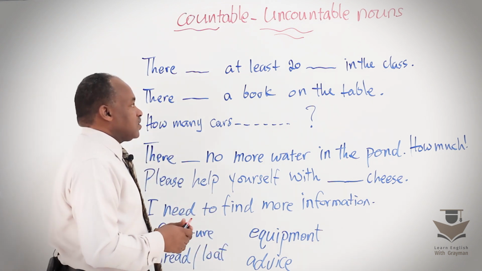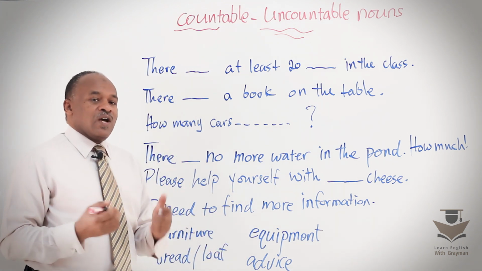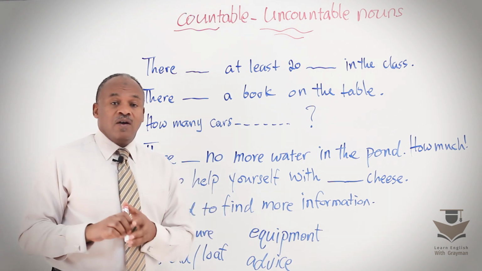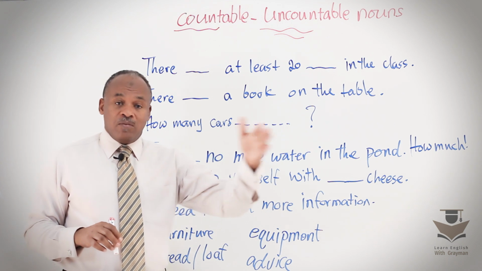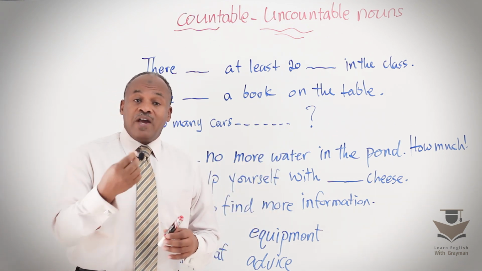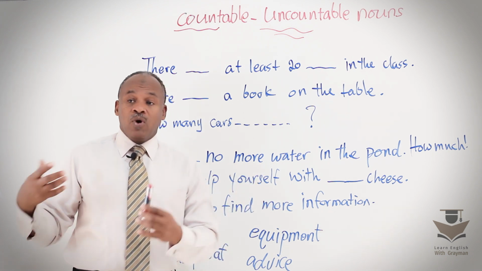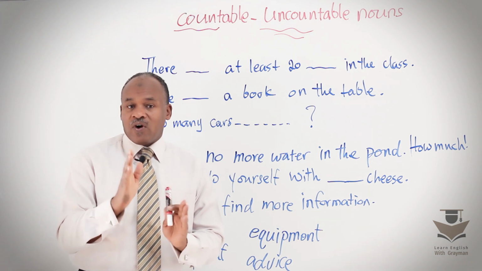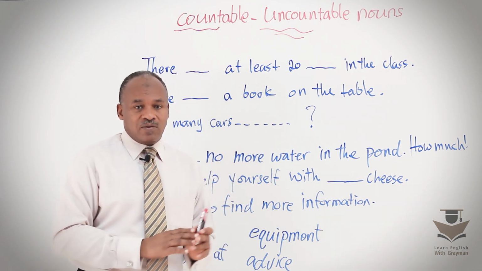I'll give you a practical example. Look around you. What do you have there? Wherever you are, probably there are tables or chairs around you, right? Probably there are pens, pencils, books. Anything that you can count, 1, 2, 3, 4, this is called countable nouns.